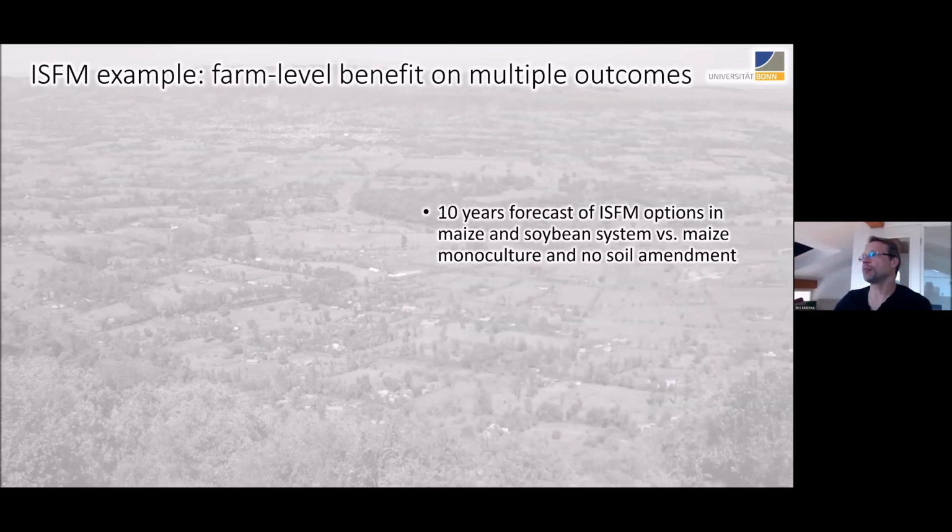Here are some outputs now. The model was run on a 10-year basis. So it's a 10-year forecast of the ISFM, integrated soil fertility management options, in maize and soybean systems in comparison to the maize monoculture with no soil amendments, which is currently practiced by many farmers.